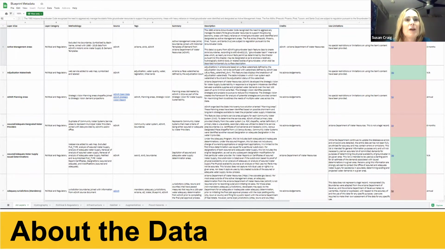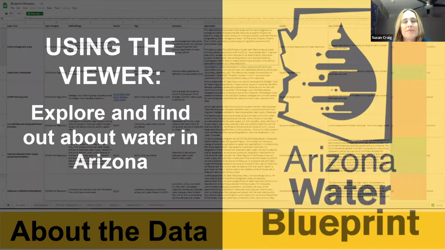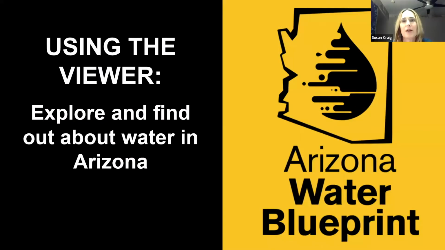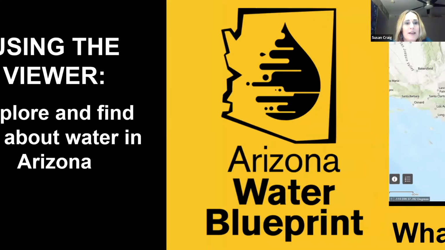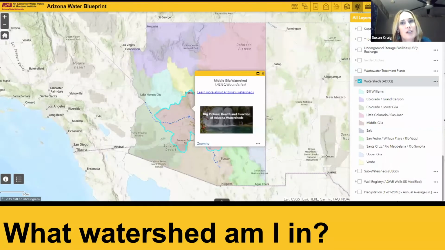So I will show you a couple of ideas on how to use the blueprint. Some of them are oversimplified, but it just gives you an idea of how you might utilize some of the layers that are here within. I am guessing, knowing this crowd, that you all know what watershed you're in, but there are plenty of people in Maricopa County or wherever else that definitely don't know what their watershed is. And so we have the watershed layer here, and you can see that I have that selected.